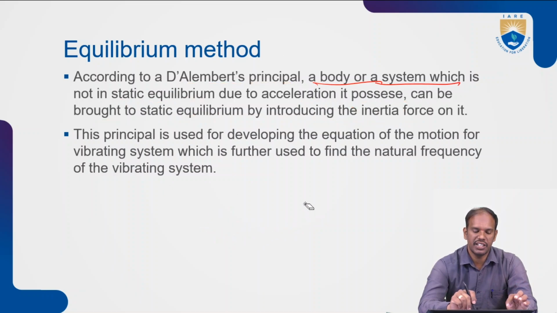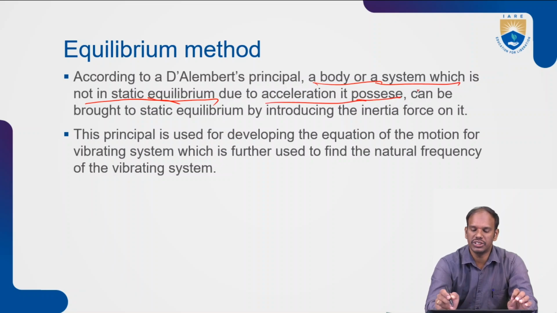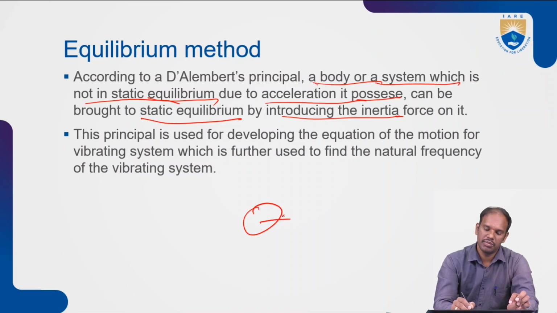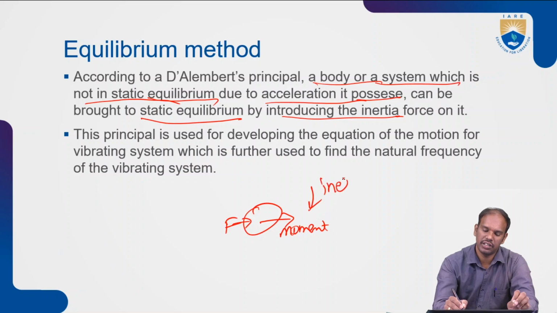It is nothing but some inertial force, right? The D'Alembert principle gives a static equilibrium for a system that is not in static equilibrium but moving. Due to the acceleration it possesses, it can be brought to static equilibrium by introducing this inertial force, right? If you give the inertial force, it is going to be stopped. The force is already acting on this, and if you introduce the inertia, it tries to stop this by using some opposite forces.